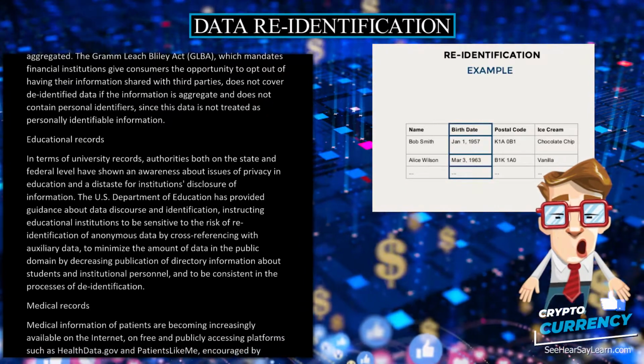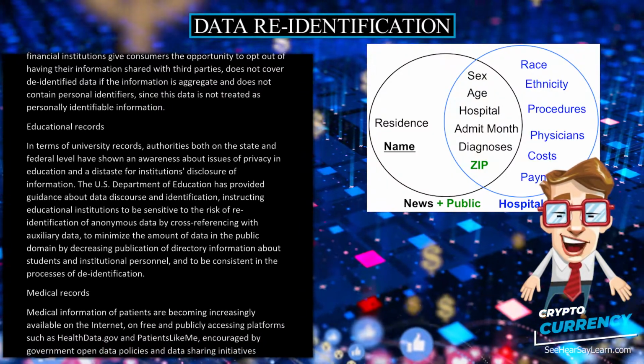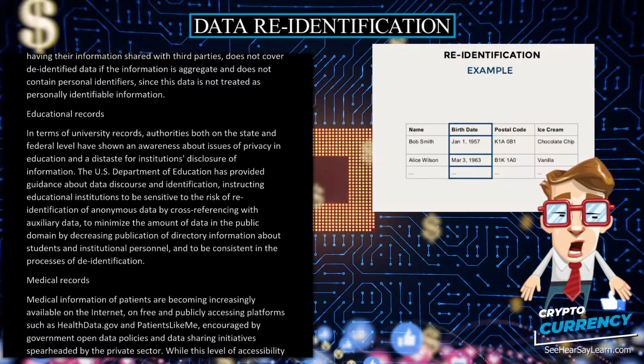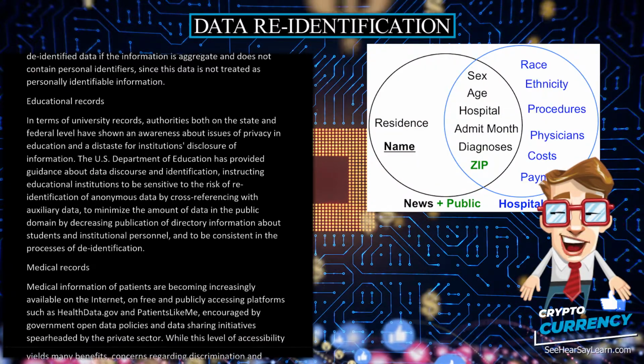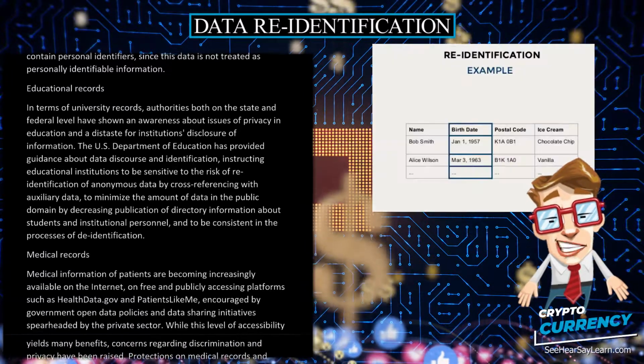Protections on medical records and consumer data from pharmacies are stronger compared to those for other kinds of consumer data. The Health Insurance Portability and Accountability Act, HIPAA, protects the privacy of identifiable data about health, but authorizes information released to third parties if de-identified.